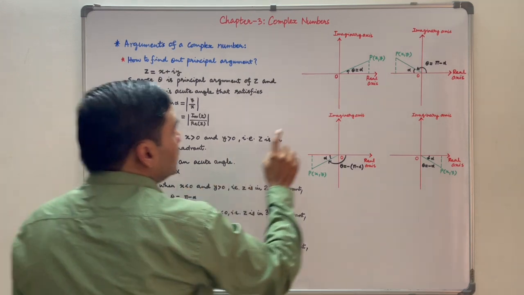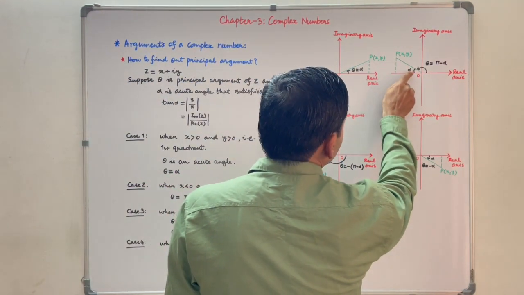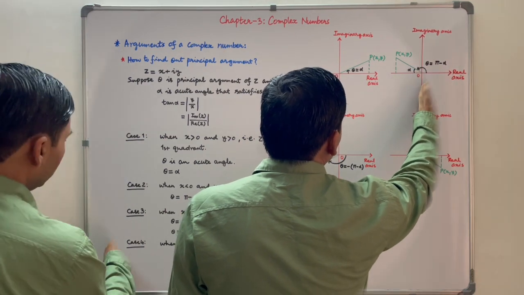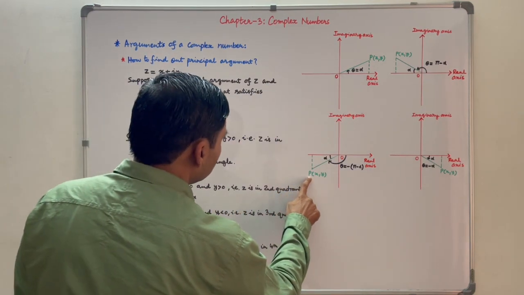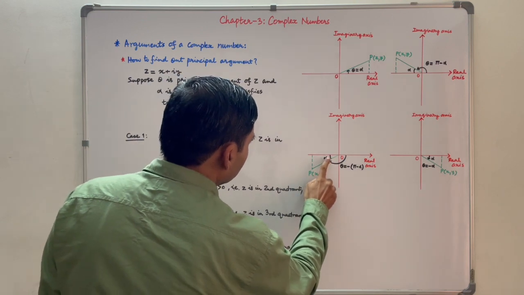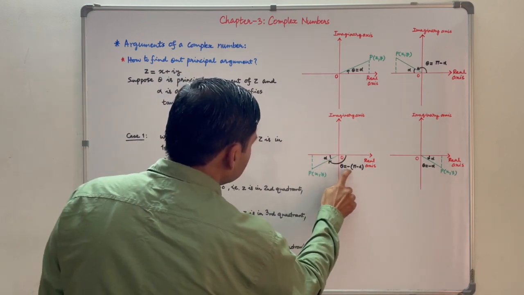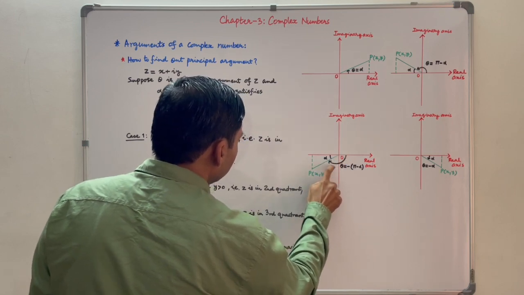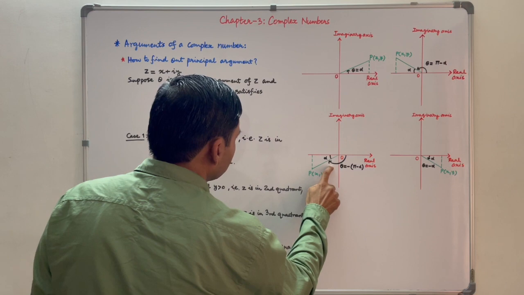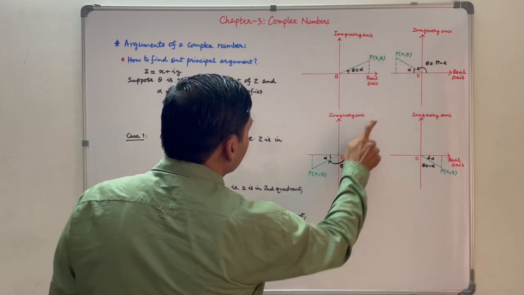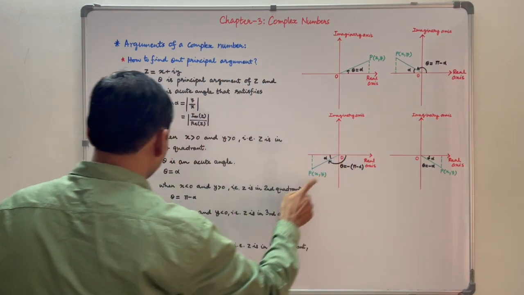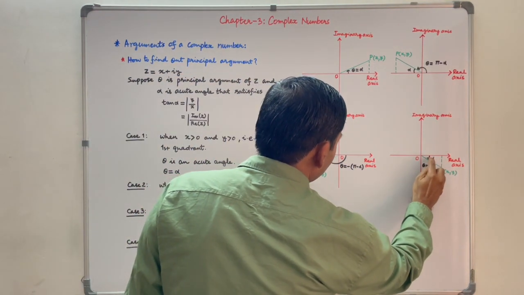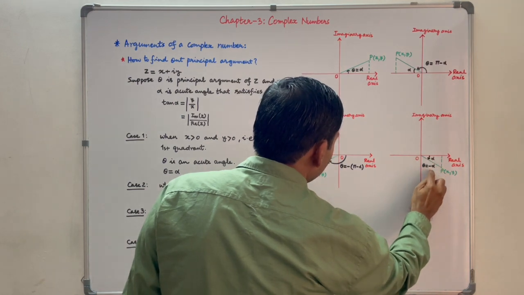In case 2, z is in second quadrant. This angle is alpha. So theta is equal to pi minus alpha. In case 3, z is in third quadrant. This is alpha. So theta is equal to minus pi minus alpha. Negative, as we are measuring the angle in clockwise direction. Clockwise is supposed to be negative and anti-clockwise is supposed to be positive. Case 4. Z is in fourth quadrant. This is alpha. So theta is equal to minus alpha.